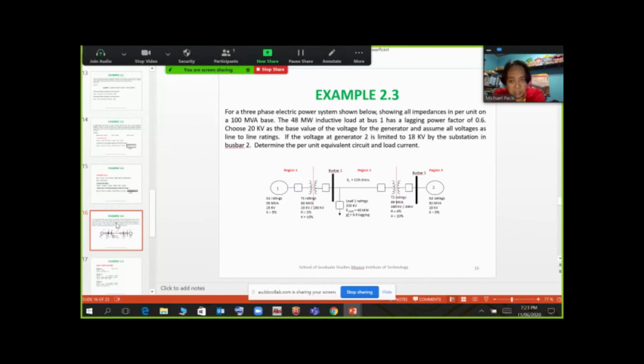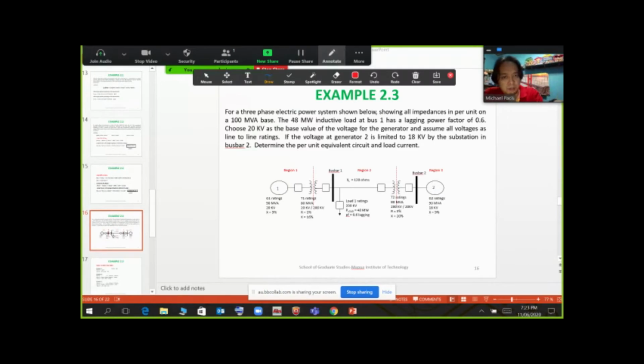As I have mentioned, you can use any MVA base that you want, but if there's no MVA given, you can assume a 100 MVA base. There's an inductive load, 48 megawatts connected, with a power factor of 0.6. So you choose 20 kV as the value of the voltage of the generators and assume all voltages as line-to-line ratings. If the voltage at generator 2 is limited to 18 kilovolts only by a substation at bus bar 2, which is your transformer, we need to determine the per unit circuit, and last but not the least, you need to get the load current.